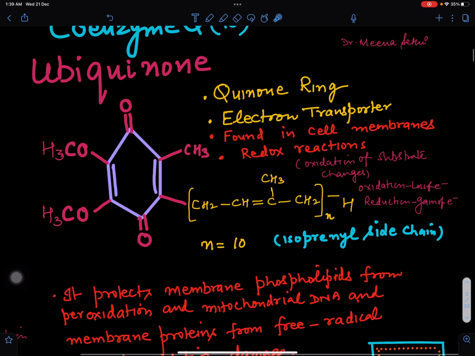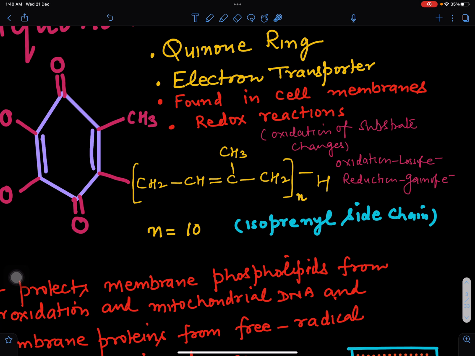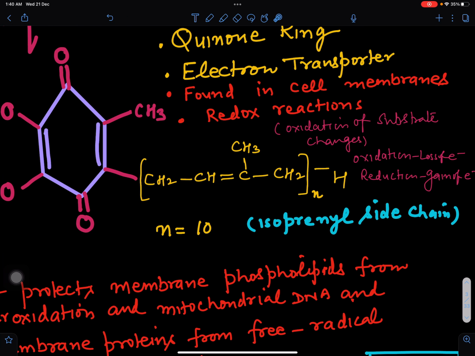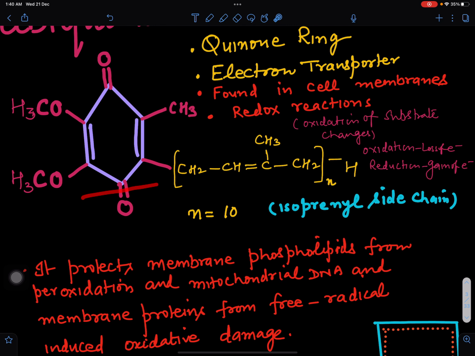This is involved in redox reactions. Redox reaction is a reduction and oxidation reaction. So the oxidation state of the substrate changes. Oxidation is loss of electron and reduction is gain of electron. So this helps in transportation of the electron as well as in reduction and oxidation reactions. Now we discussed it is made up of an aromatic ring, and this is its side chain, which is called the isoprenyl side chain. And here n is written, n is any number. So in coenzyme Q10, n is equal to 10.